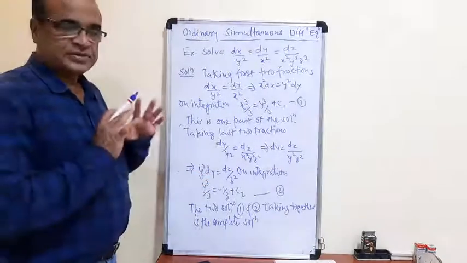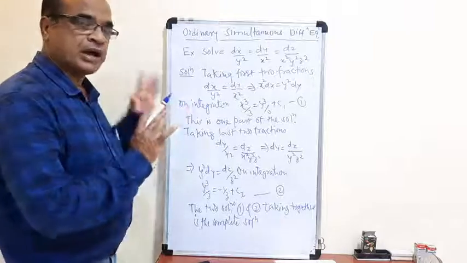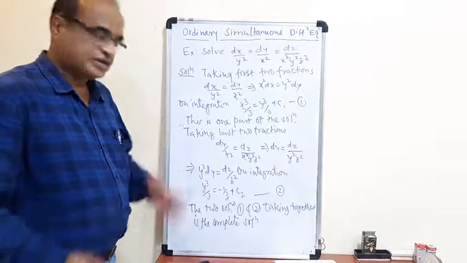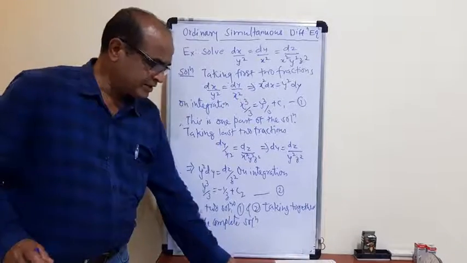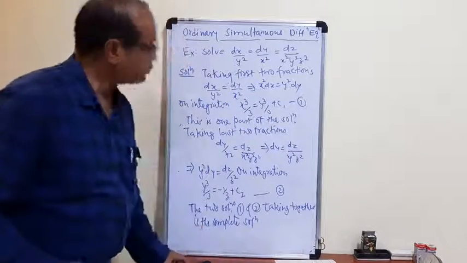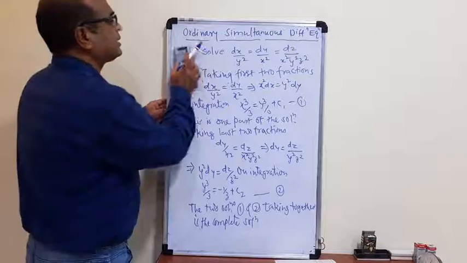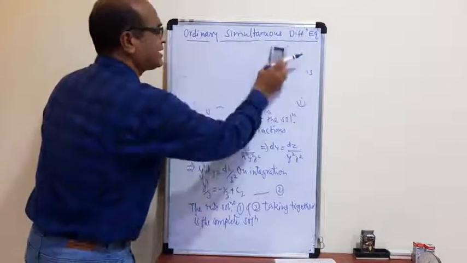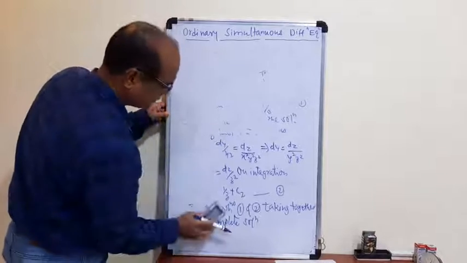So absent one variable in the first part and absent the second variable in the second part, and solve those equations, and the two solutions taken together is the complete solution here. So what is the second method to solve this differential equation? So for the ordinary differential equation, what is the general case? Okay.